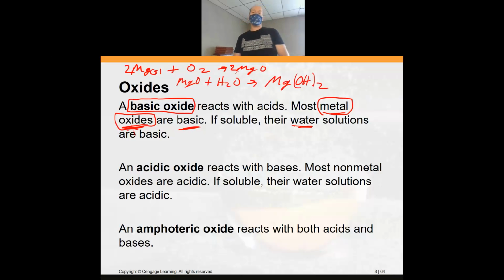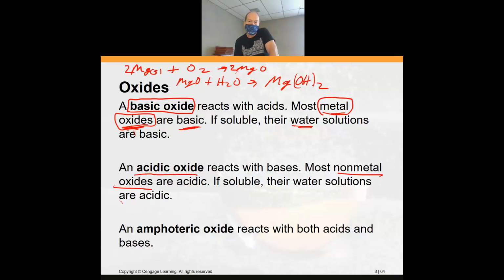All right, and that is balanced. So a basic oxide is a metal oxide, which means you take that metal oxide and dissolve it in water, and you're going to form a base, a metal hydroxide base. If you have an acidic oxide, then you're going to have a non-metal oxide.